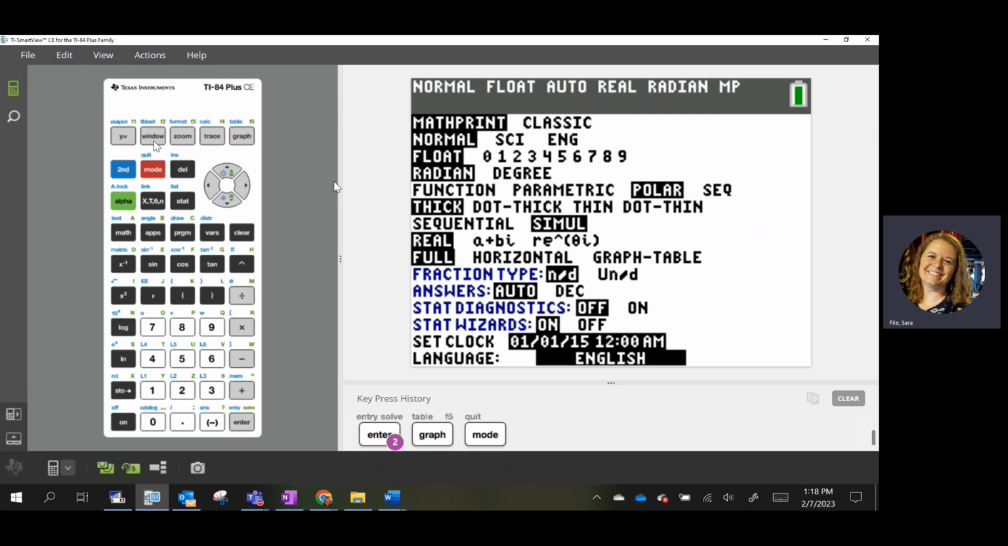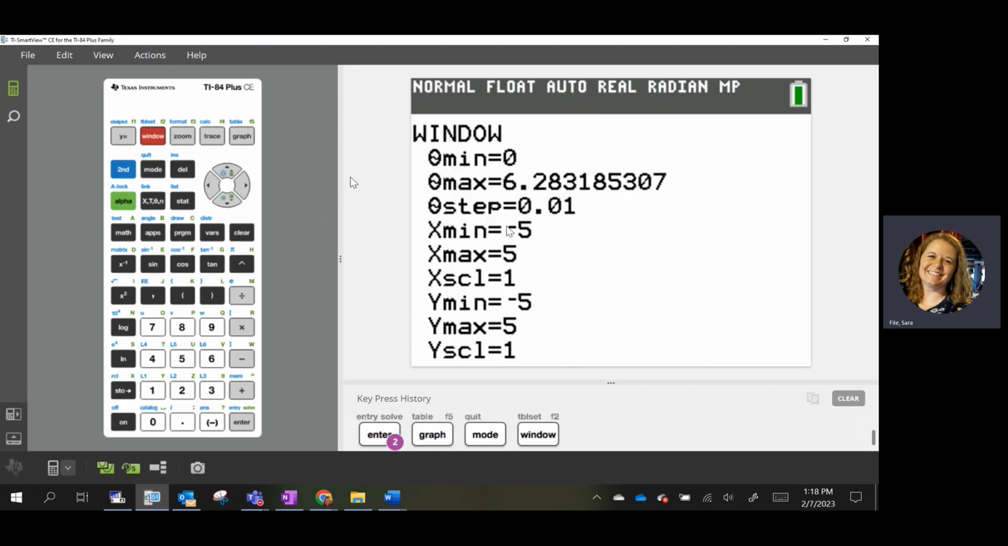So here, let me show you. If I go to the window and I change my step to a larger number, watch what happens if I change this to a 1. Because we're in radians, if I only plotted a point every 1 radian, that's not that many, right? And so there's not going to be very many points plotted. And so it's going to look jaggedy and it's going to graph really fast. Watch.